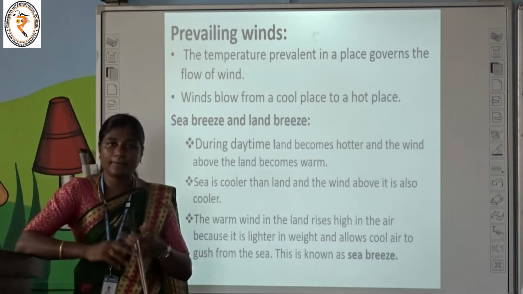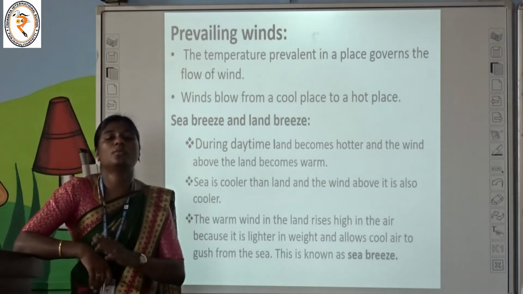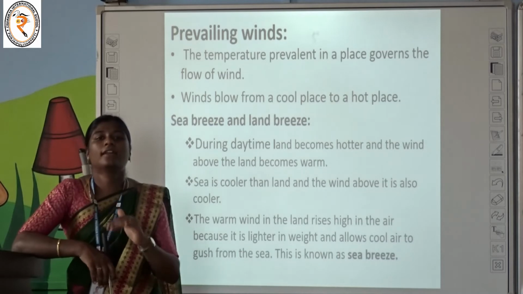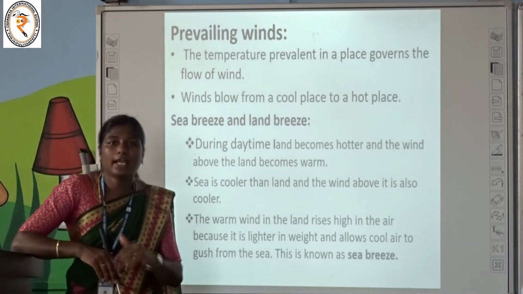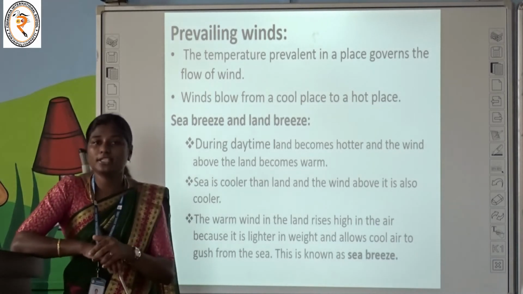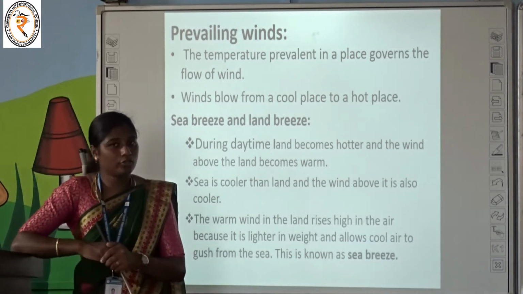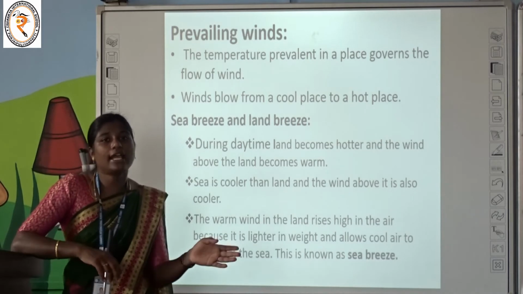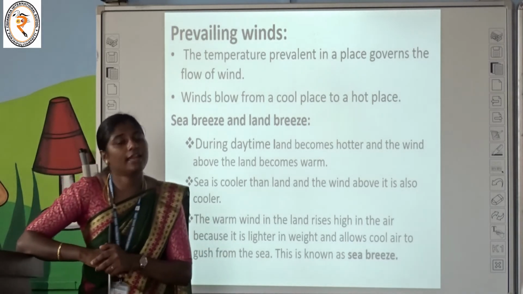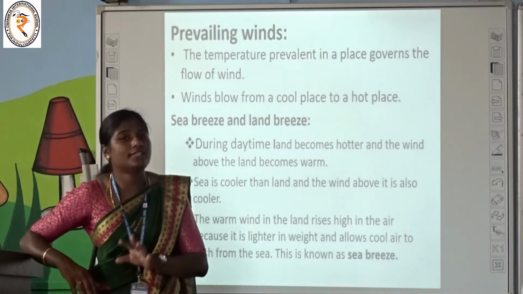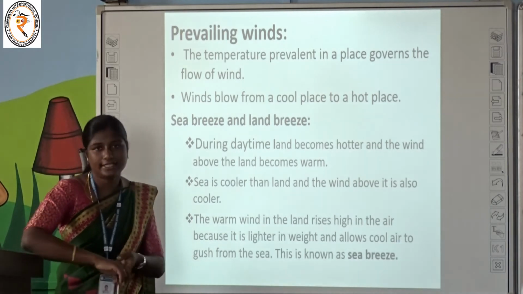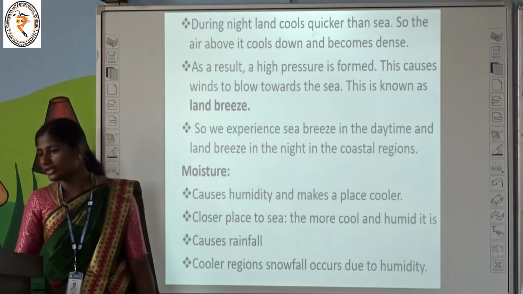The cool air from the sea gushes towards the land because the air over the land will be warmer and lighter. So, it will go above the surface of the land, and the cool air has higher weight when compared to the land air. So, that air will gush towards the land and we get the cool sea breeze during the daytime.